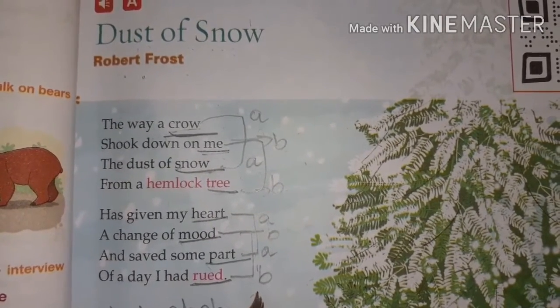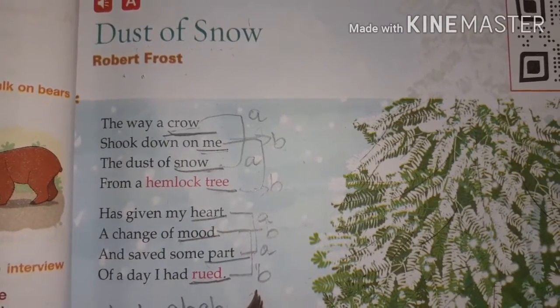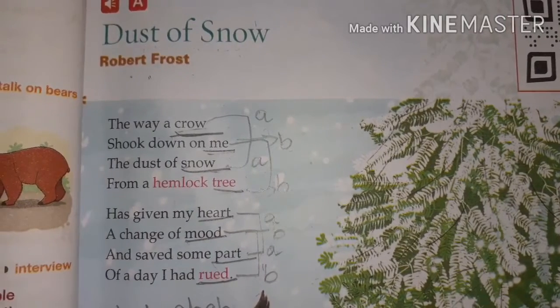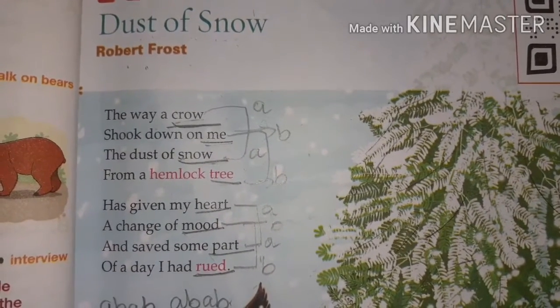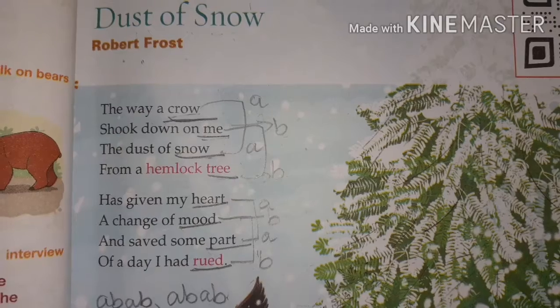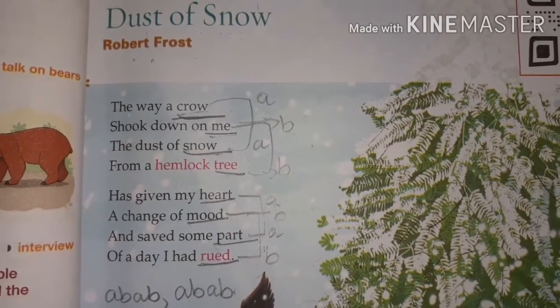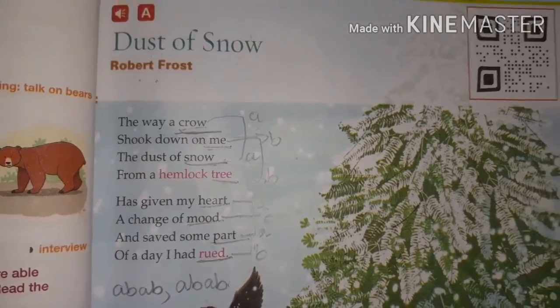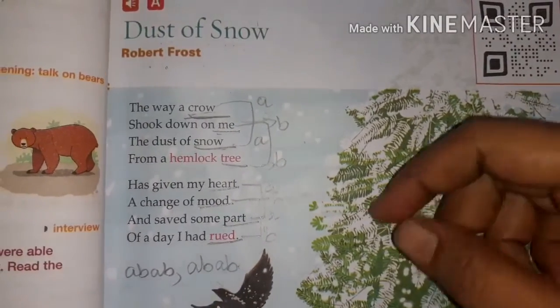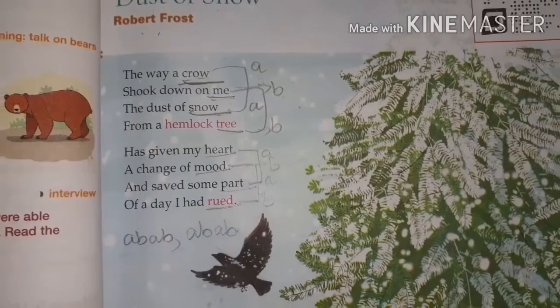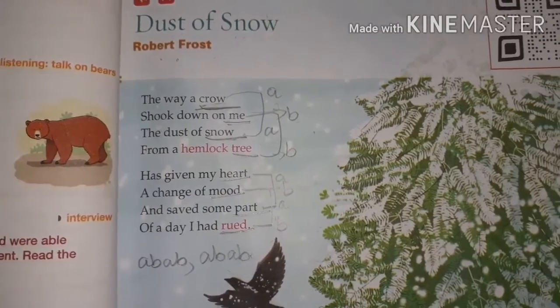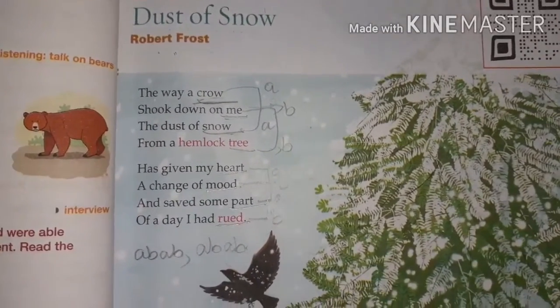Yesterday we saw a new poem called Dust of Snow, written by Robert Frost, isn't it? I hope you have studied. I hope you have learned the memory lines. Okay? Have you learned? Okay. Now let us recall yesterday's poem.